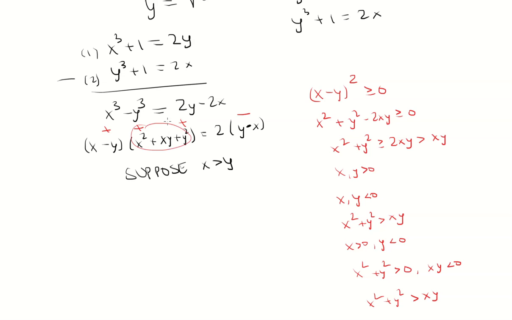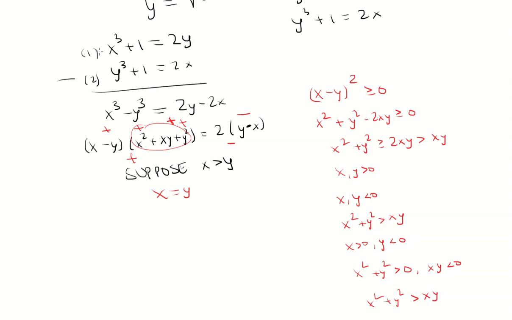So this whole thing is going to be positive. A positive times a positive is a positive, and we're saying that a positive equals a negative, which doesn't make any sense. So that means that x has to equal y. So then we have to continue from here.